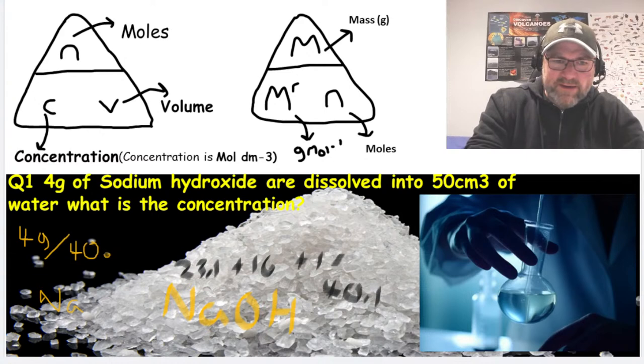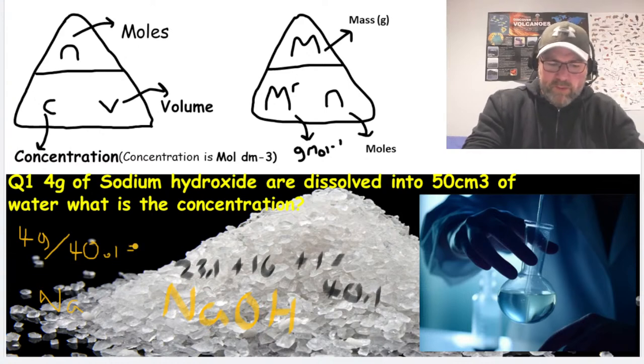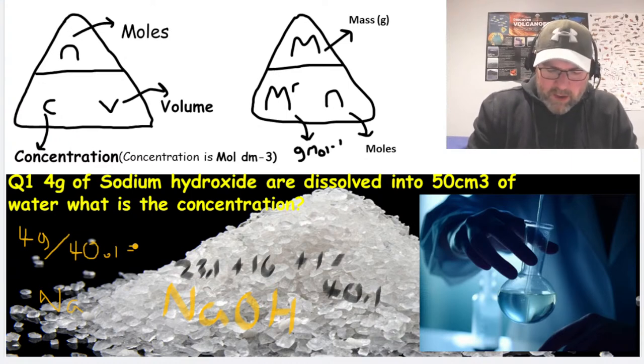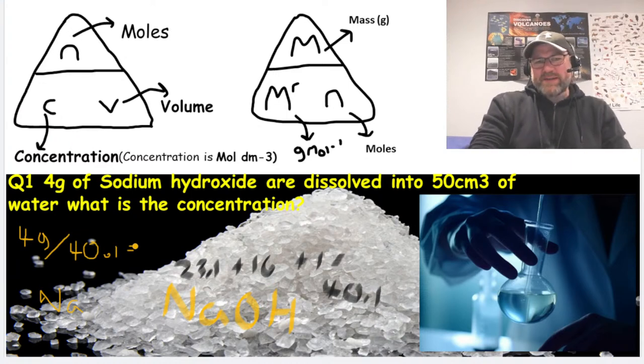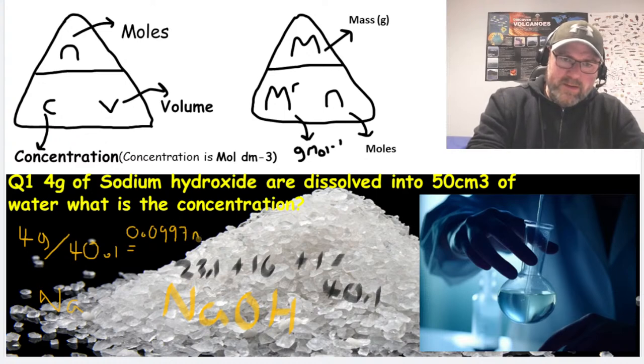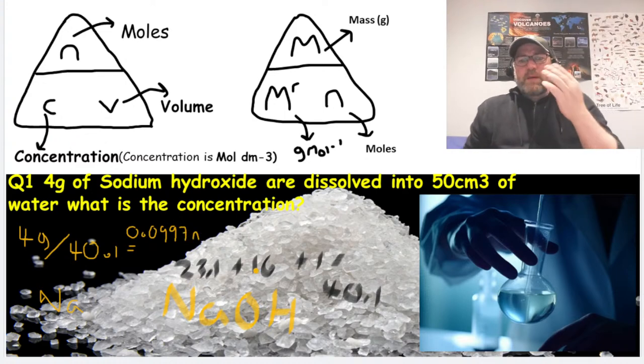So this is 4 divided by 40.1. So let's try that out. 4 grams divided by 40.1. And we get the moles. We've got 0.0997 moles. So that's how many moles we've got.